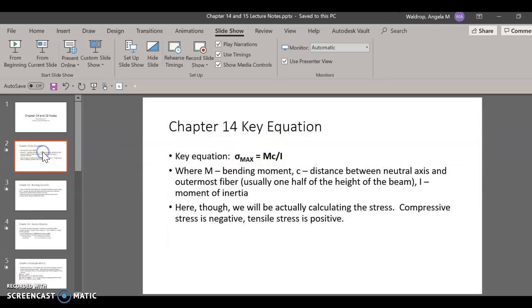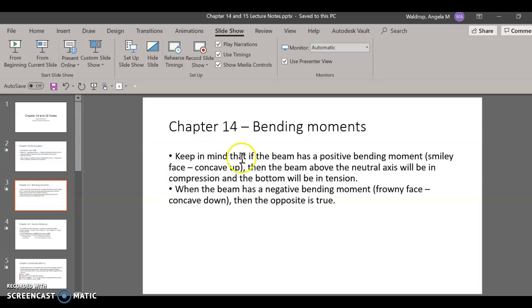Now, while we're looking at bending moments, this bending moment M, which we already calculated in chapter 13: if the beam has a smiley face, concave up, so force is pressing on it downward and forcing the ends up and the center down, that means it has a positive bending moment. So the top is going to be in compression and the bottom in tension. If the beam has a negative bending moment, meaning it's pressed on from underneath or being pulled upward, it has a frowny face shape where the center goes up and the ends go down. Then the opposite is true. So keep that in mind when you're working through these things.